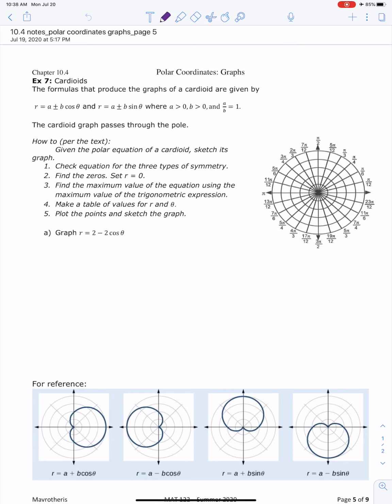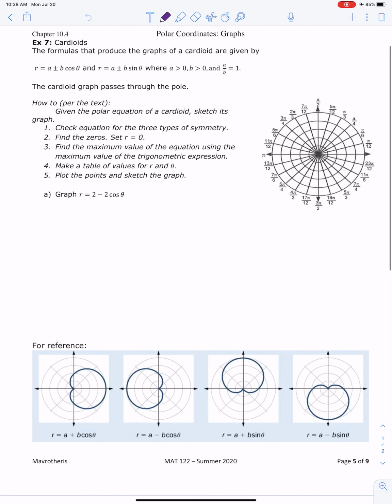10.4 notes, polar coordinates graphs, page 5. So example 7 here, we are looking at cardioids. And you notice that there are 4 different ways to get cardioids. We've got formulas here: r equals a plus b cosine theta, r equals a minus b cosine theta, r equals a plus b sine theta, and r equals a minus b sine theta.